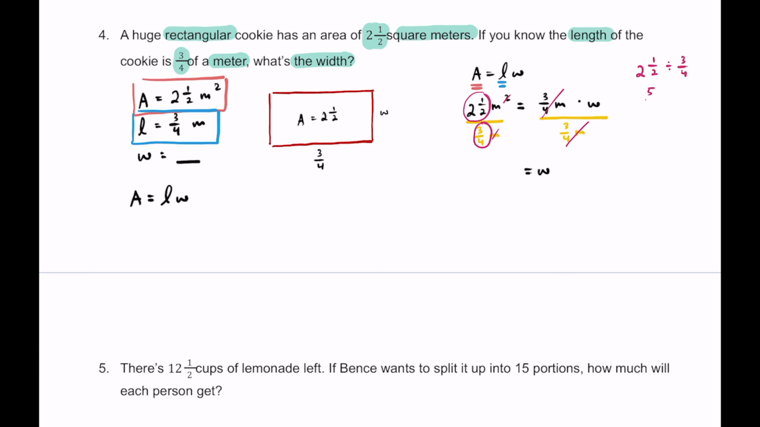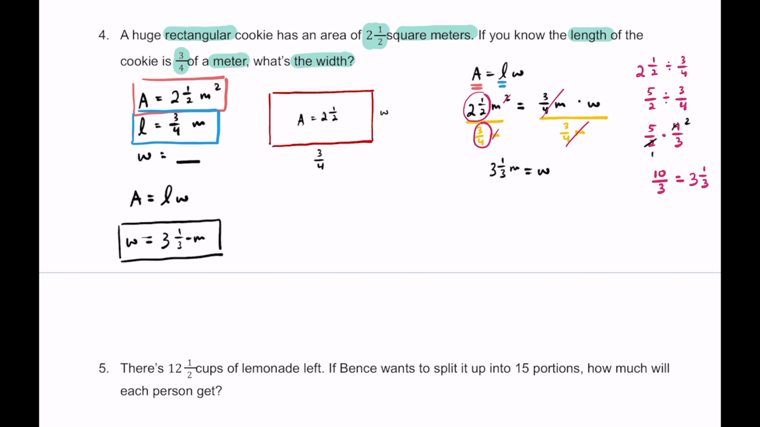2.5 is the same thing as 5/2. So I'm just going to rewrite it as an improper fraction. Then if we keep, change, and flip, we can go ahead and multiply by the reciprocal. So that's 1 and that's 2. 5 times 2 is going to be 10. 1 times 3 is 3. So we have 10/3. 3 goes into 10 3 times with 1 left over. So that's going to be 3 1/3. So the width here is going to be 3 1/3 meters. So the question is, what's the width? The width is going to equal 3 1/3 meters.